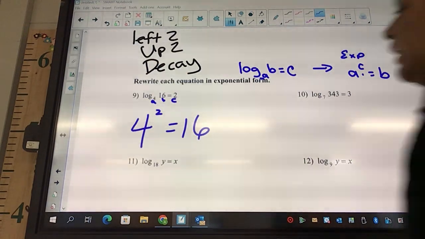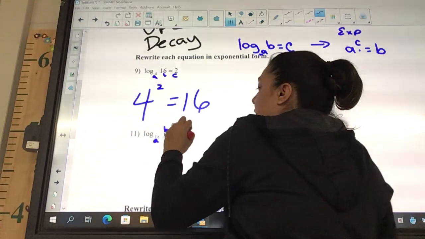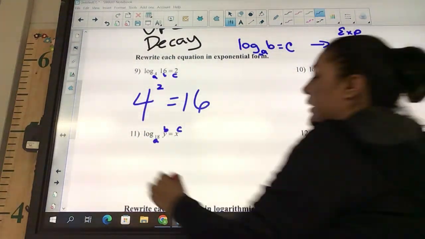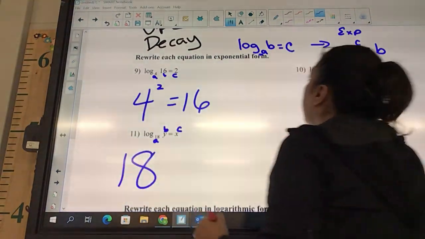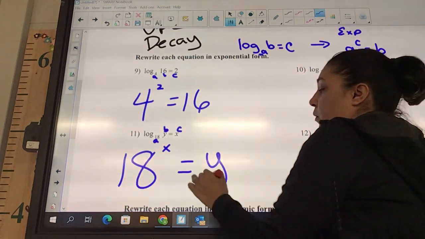Okay, so 11, we got A, B, and C. So what's going to be my first number I'm going to use? 18 to the power of what? X equals what?